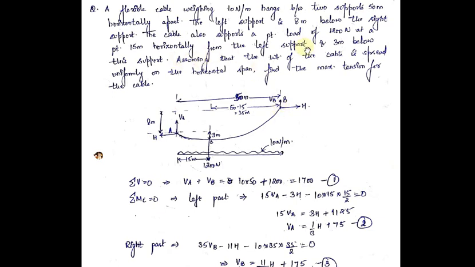So the left support, that is your A support, is 8 meters below the right support, that is your B support. Also, the cable supports a point load of 1200 newtons at a point 15 meters horizontally from the left support, that is your A support, and this point is also 3 meters below the level of the left support. Now in the question, it is saying that assuming the weight of the cable is spread uniformly on the horizontal span, find the maximum tension for the cable.